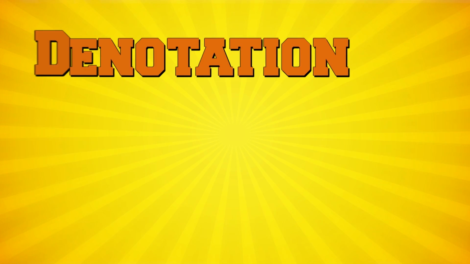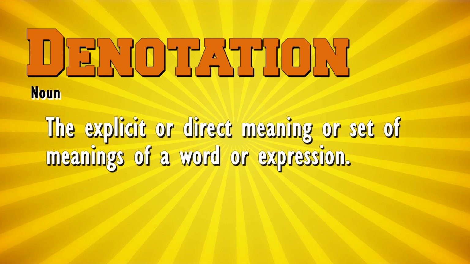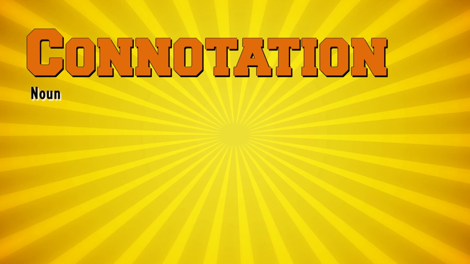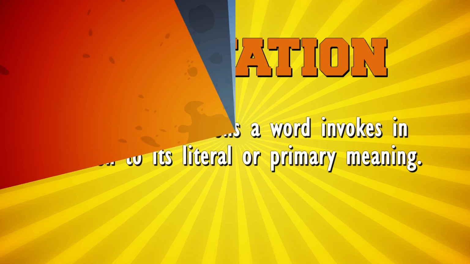Welcome back. In our last video, we talked about the difference between connotation and denotation. Let's do a quick vocabulary review, shall we? Denotation means the express or direct meaning of a word or expression. Connotation refers to the ideas or emotions a word invokes in addition to its literal or primary meaning. So at this point, we need to start learning how to use our knowledge of word connotations to improve the word choice in our writing.